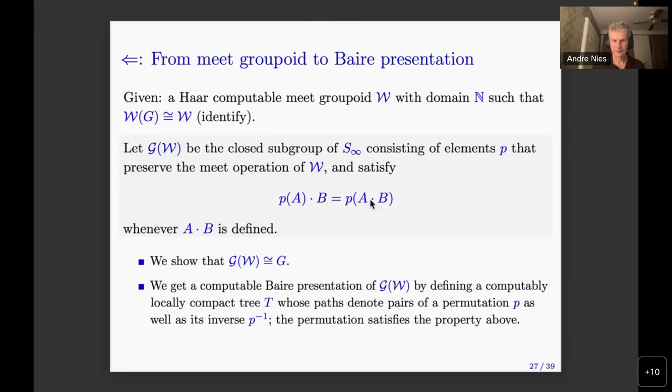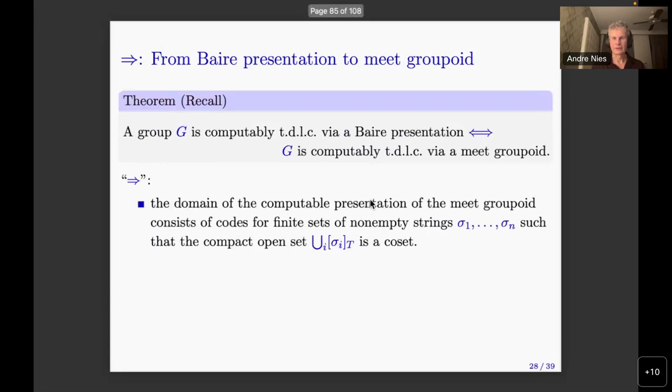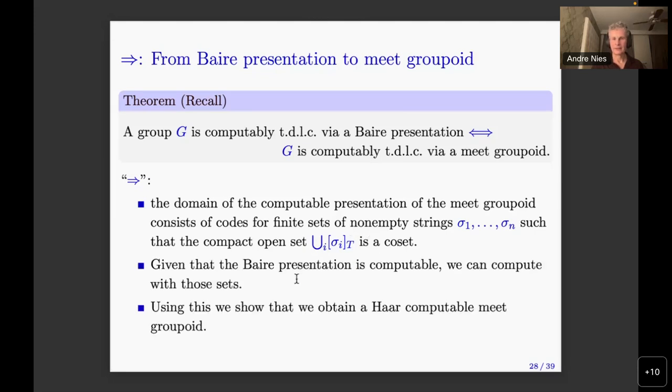It's just a very short sketch, really. The proofs are several pages. So the domain of this meet group point consists of codes for finite sets of non-empty strings, meaning codes for compact open subsets, but not everything. You also want that this is actually a coset. Using that it's a computable bare presentation, you can decide that condition. So we can decide it's a coset and also compute with them, like intersections and stuff. So using the hypothesis on this bare presentation, I can show it's a hard computable meet group point.